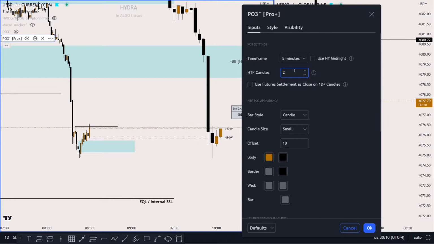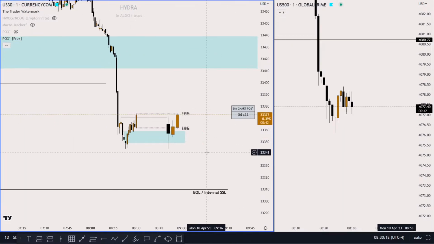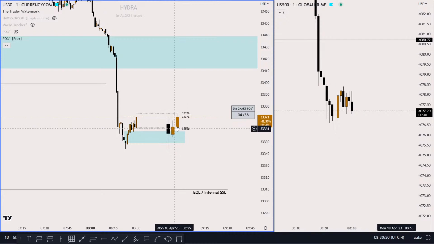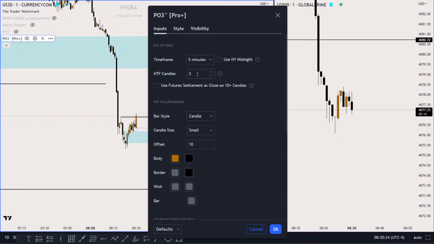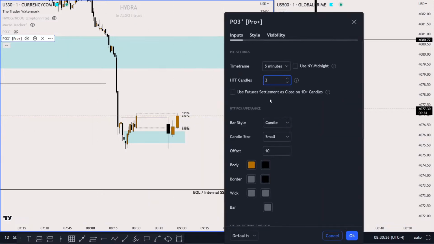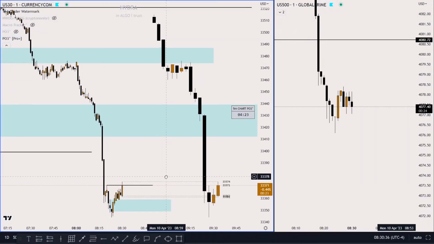If you only want to see, suppose, 3 candles, you can put it here on the higher time frame candles, and it will only show you 3 candles. What do you see right here? It's showing me 3 candles from the 5 minute chart, right? If you want to see the whole fractal, the whole price swing, you can tell this indicator to show you 15 candles. And it will generate 15 candles from the higher time frame.